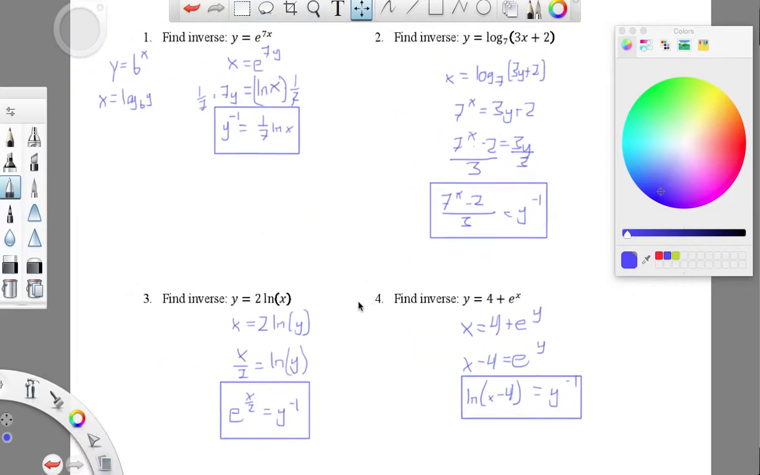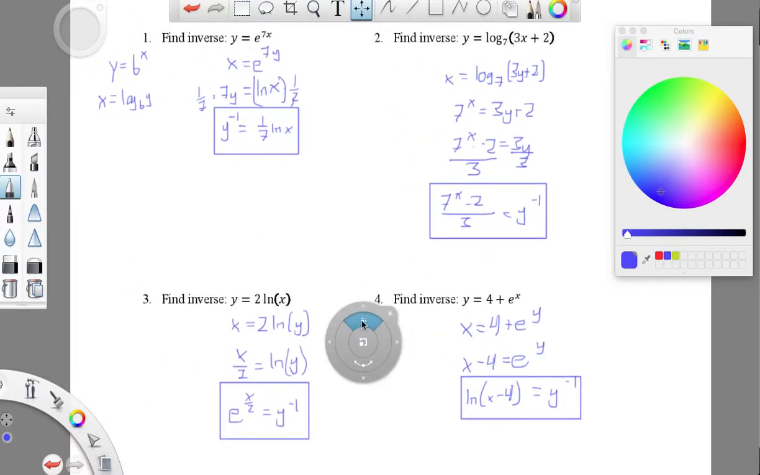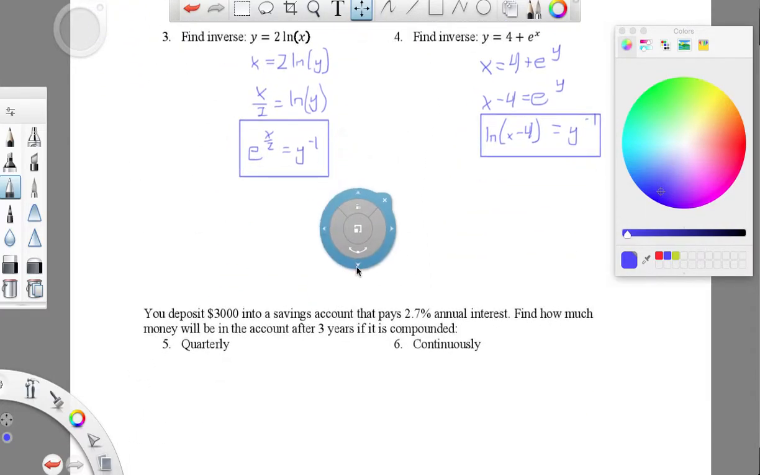Inverses, I know we're giving a lot of people issues in class. Just remember, switch the variables, solve for y, isolate the y, and in these cases all we have to do is rewrite them. So definitely go over those formulas and know those for the exam.